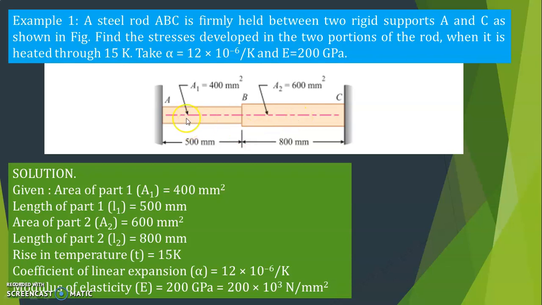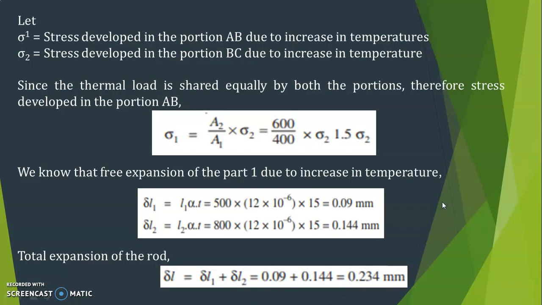Two sections are there, A to B one section and B to C the other section. For A to B, L1 is 500 mm and L2 is 800 mm. What is the area? A1 is equal to 400 mm square and A2 is equal to 600 mm square. The temperature rise is given, that is 15 Kelvin. Alpha is also given as 12 into 10 raised to minus 6 per Kelvin and E is equal to 200 GPa, that is equal to 200 into 10 raised to 3 Newton per mm square.